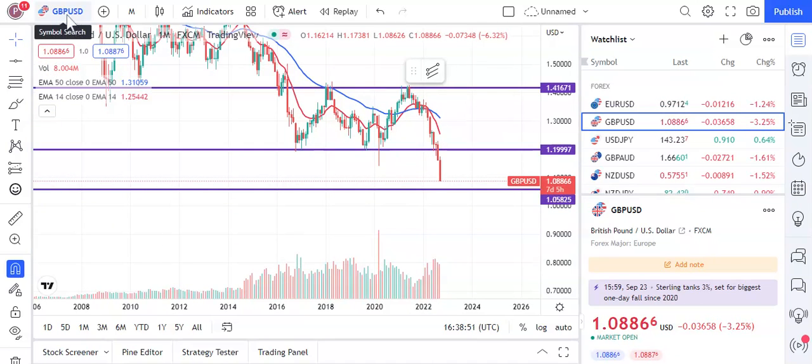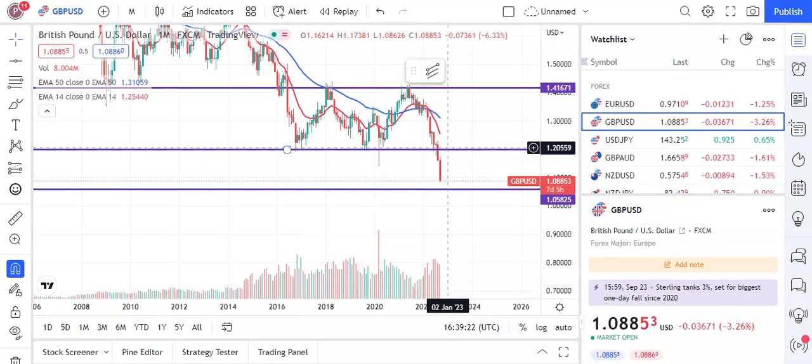Here is British pounds USD, monthly time frame. Follow my pointer, monthly time frame, and you can see the price coming down to this area of support. Price has violated this area of support, so this support could now become resistance. Basic. Now, I have identified the area of support and resistance on the monthly time frame of British pounds USD.